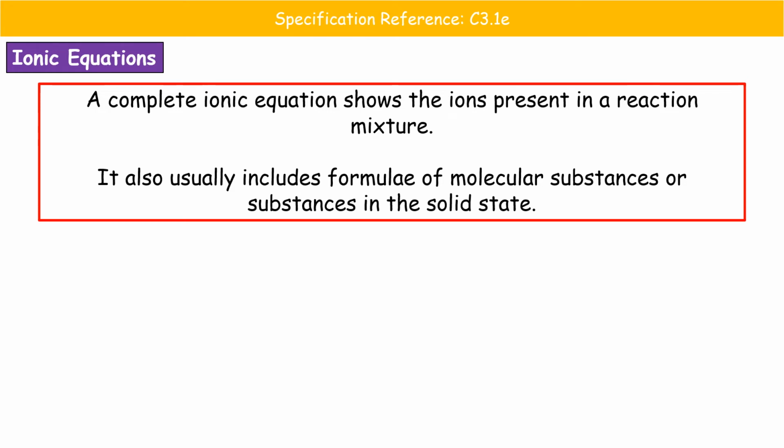The next step is understanding what we mean by ionic equations. So if we think about a complete ionic equation, that shows the ions present in a reaction mixture. But it also has the formula of molecular substances or those that are found in the solid state. So that's what we mean by a complete ionic equation.